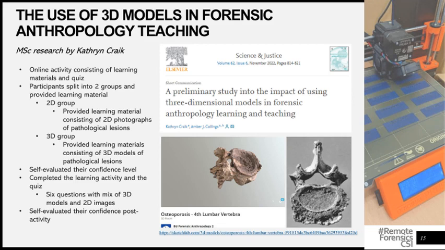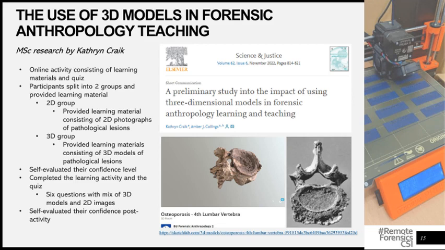So we had an online activity consisting of learning materials and a quiz. And those participants were split into 2 groups. So there was a 2D group that were provided learning materials that consisted of just 2D photographs of pathological lesions. So something like this. This is an example of osteoporosis.